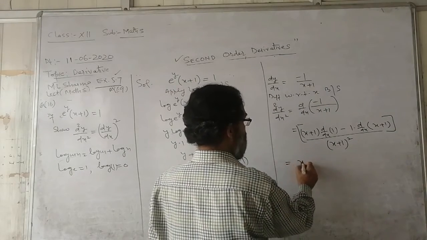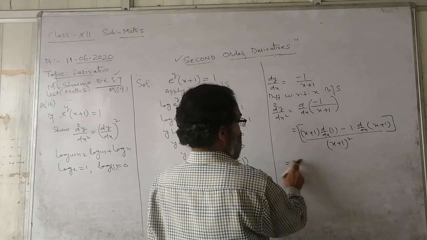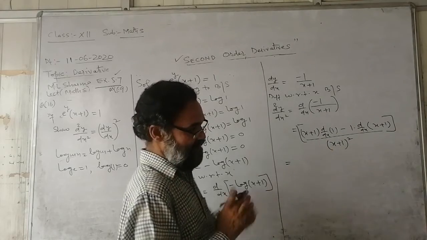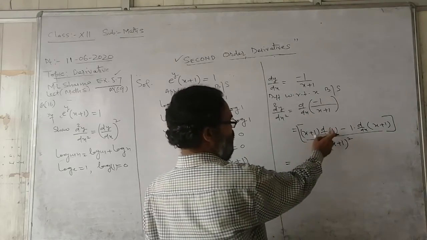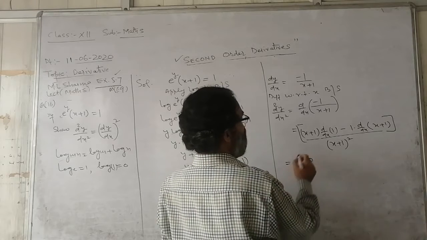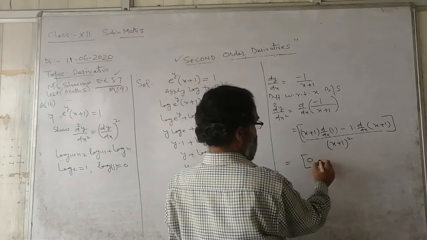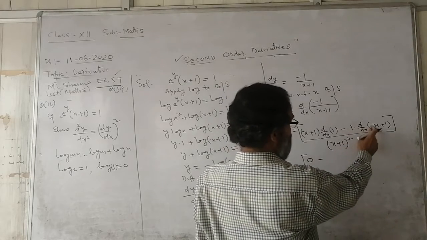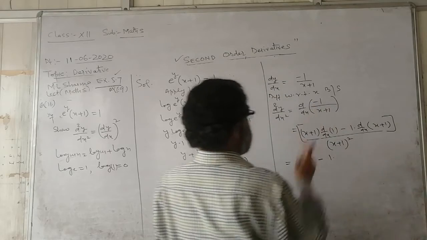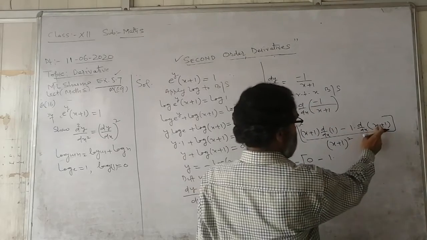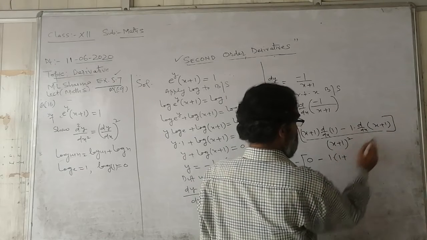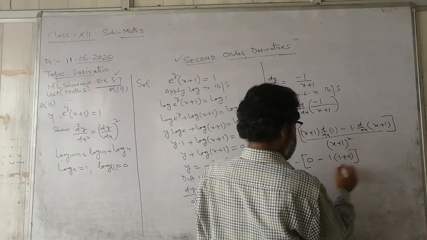This will equal x plus 1 whole square in the denominator. Here the derivative of 1 is 0, since 1 is a constant, so this whole term will become 0, and minus the derivative of 1 into x plus 1 with the minus outside: the derivative of x is 1 and the derivative of 1 is 0 here.